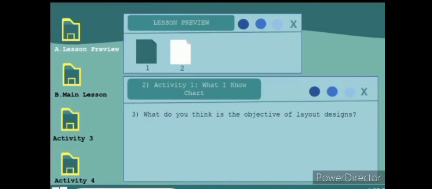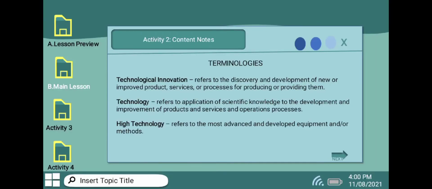Question number 3. What do you think is the objective of layout designs? I think the objective of layout designs is to facilitate product or services quality. Okay, let's proceed to the activity 2 content notes, and I will discuss the terminologies. But first of all, what is technological innovation?